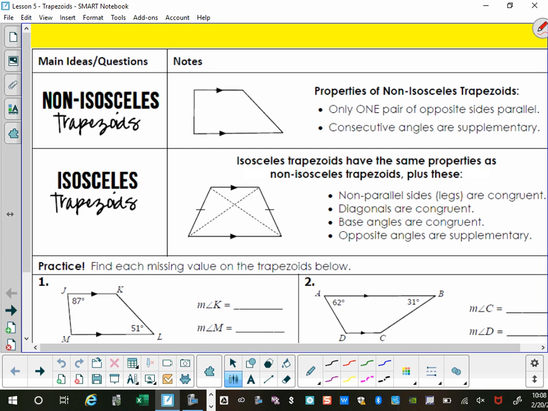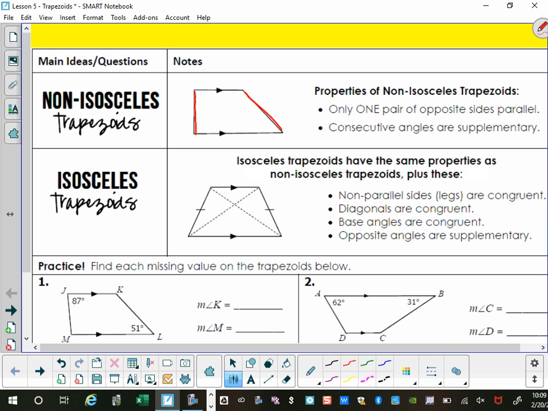Okay, so non-isosceles trapezoids and isosceles trapezoids. We learned this whole isosceles word with our triangles. It means we have two sides that are congruent. So look at the first one, it's non-isosceles. This one is non-isosceles because you see how this is like a straight line and this one's slanted? There's no real definite shape to it. So there's only one pair of opposite sides that are parallel.